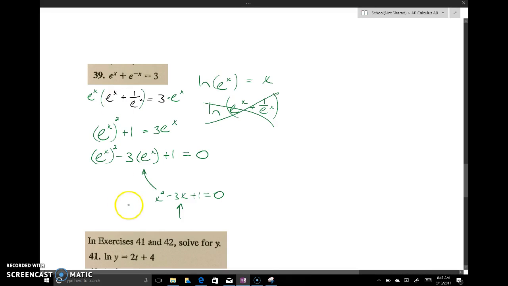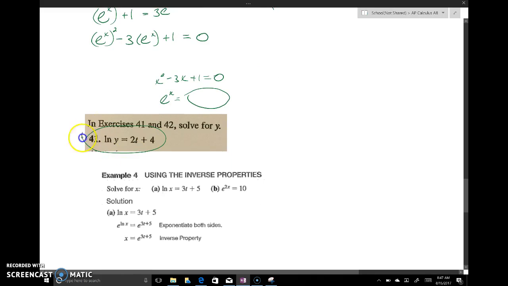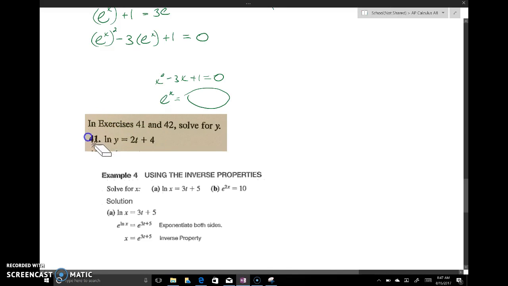And in fact, that's the same way that we're going to solve this problem, by thinking of it as a quadratic. You're going to use the quadratic equation, and you're going to get x equals some number. But in this case, it's not x that equals that number, it's e to the x. Okay? All right, now 41 is an application of using the inverse formula for the natural log, which is e to the x.